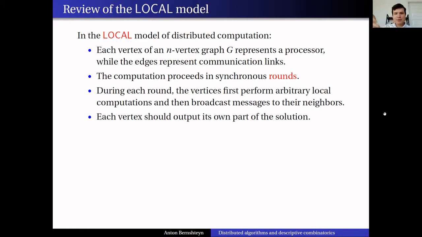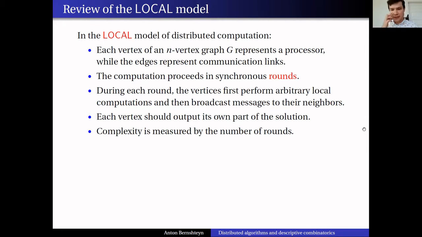And after some number of rounds, each vertex has to decide on its own part of the solution to the problem. So since you're in this LCL problem setting, it has to decide what its label is going to be. And the complexity of such an algorithm is measured by the number of rounds required. That's the only parameter we're concerned with. The important feature of this setting is that every vertex in the graph executes the same algorithm. So it doesn't know where in the graph it is initially, and it has to execute the same algorithm, which means that we need some ways of breaking symmetry between the vertices. Otherwise, without any symmetry breaking baked into the model, there's very little that actually can be computed.